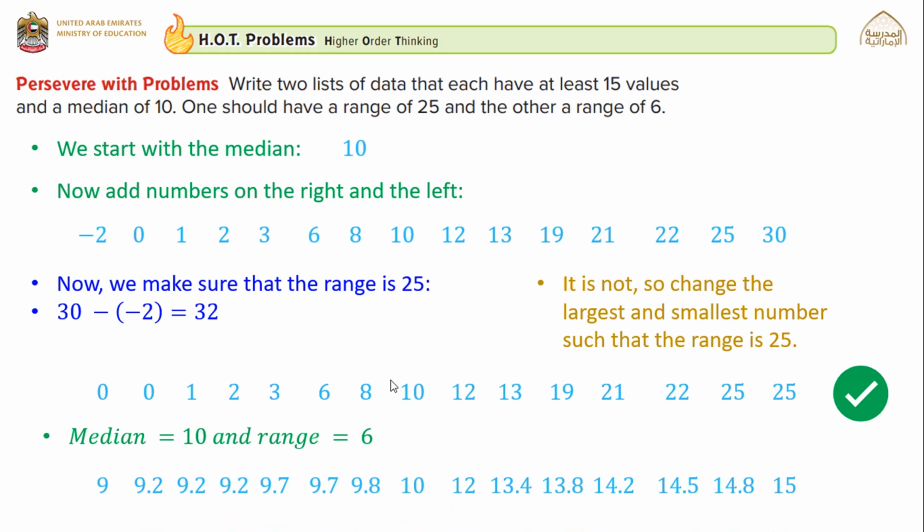We will need to add some decimals here because we need to make sure that the difference between the highest value and the smallest value is 6 as a range.